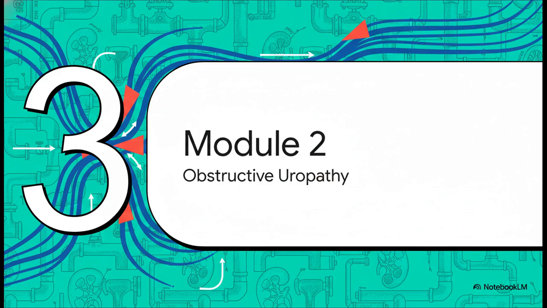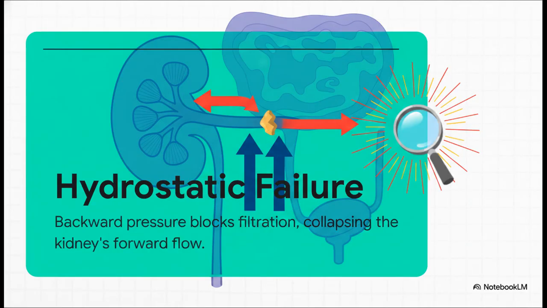Module 2. Obstructive Uropathy. Hydrostatic Pressure Gradients. All right, we're leaving the ischemic pathways and entering the realm of fluid dynamics and physics. The first principle concept here is hydrostatic retrograde pressure filtration failure. So, think of the kidney as this incredibly high-pressure filtration pump. When a stone impacts the ureter and blocks up the plumbing, well, that urine has nowhere to go. A backward pressure gradient starts to build up, and it literally fights against the kidney's own forward flow. This physically collapses the kidney's ability to filter blood.